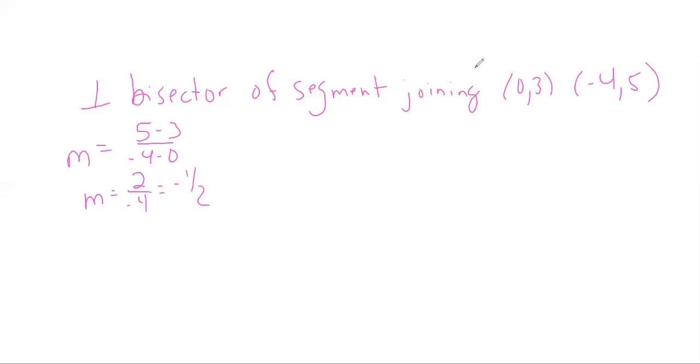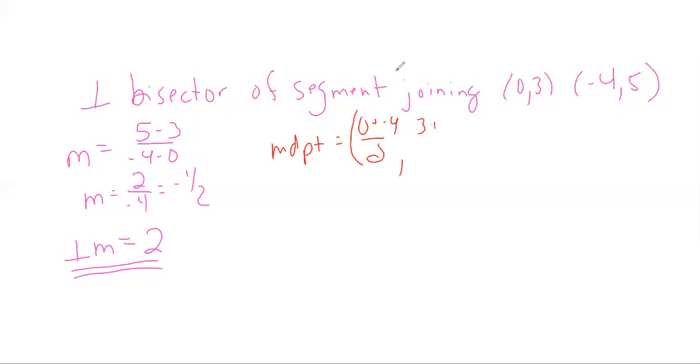Well, the slope that is perpendicular to that, which we need, the perpendicular slope, flip it over and change the sign. So it's just 2. That's the one you're going to need. Now you go back and you find the midpoint. The midpoint of this thing is the average of the x's, so 0 plus -4 over 2, and the average of the y's, 3 plus 5 over 2. So the midpoint should be -2 and 4.